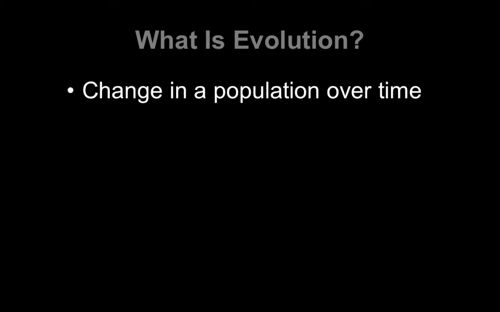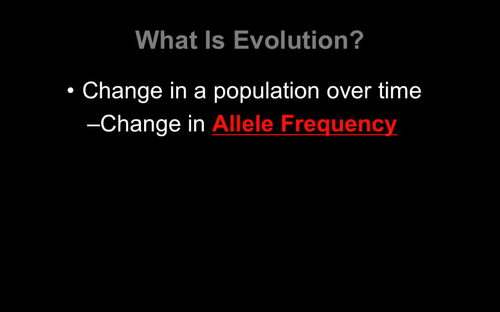All right, so evolution is a change in a population over time. More specifically, it is a change in the allele frequency. In other words, how often does a certain allele show up in a population? For example, if most people have brown hair, then the brown allele has a high frequency. And if that changes, that would be considered some type of evolution.